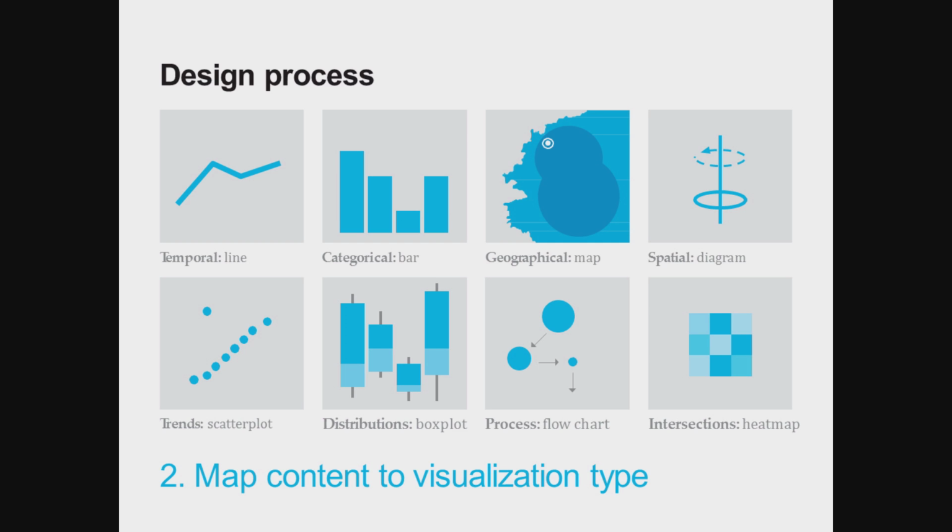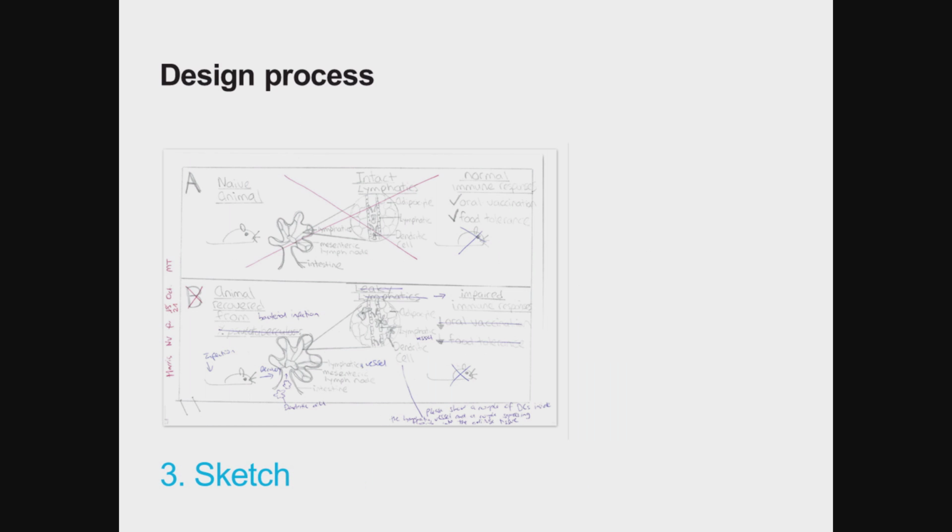So in our example, it's clearly a process, a flow chart. So that's what this example is. The next thing is really, really important, and that is sketching. Even if what you think is very simple, sketching serves several purposes. First of all, it helps us clarify what we know.